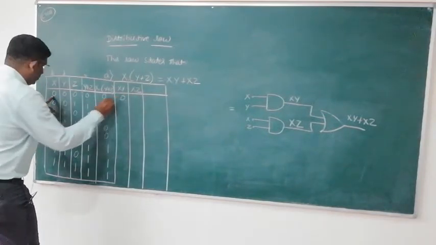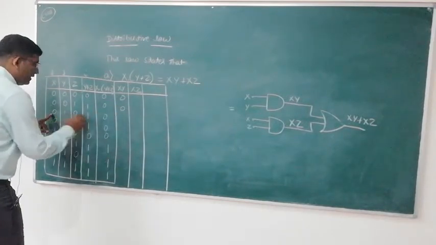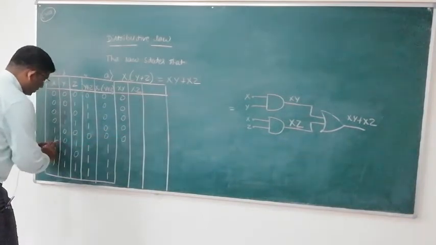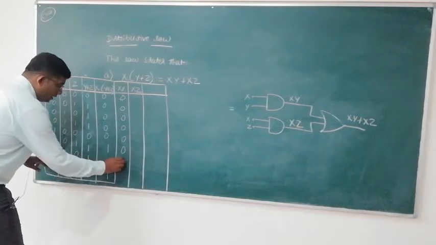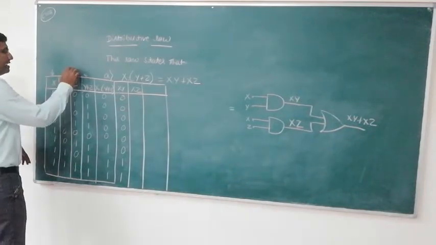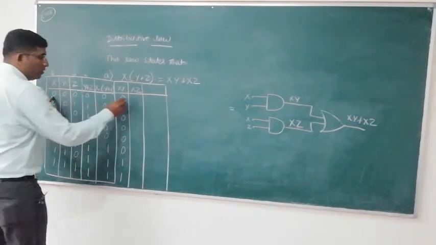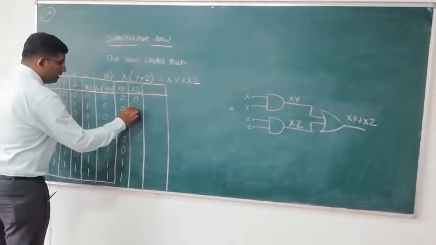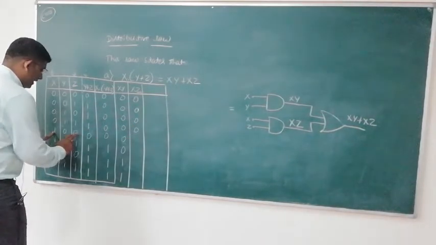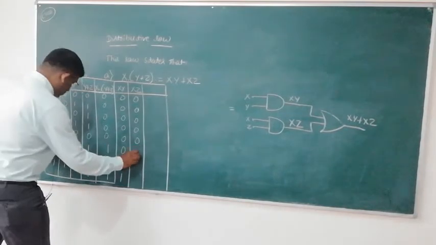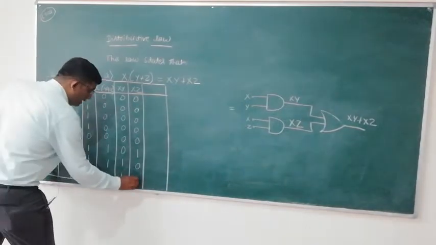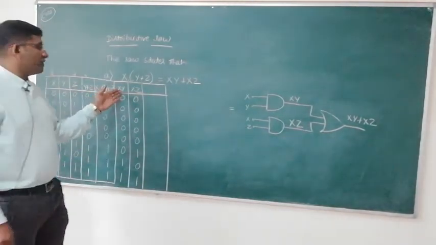0 into 0, 0; 0 into 0, 0; 0 into 1, 0; 0 into 1, 0; 1 into 0, 0; 1 into 0, 0; 1 into 1, 1; 1 into 1, 1. Now considering the x and z columns, 0 into 0, 0; 0 into 1, 0; 0 into 0, 0; 0 into 1, 0; 1 into 0, 0; 1 into 1, 1; 1 into 0, 0; 1 into 1, 1. Now we have xy and xz.